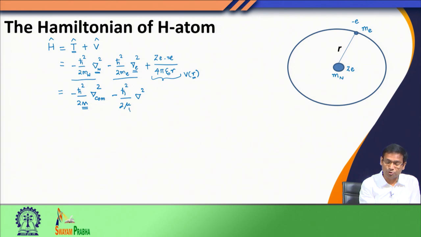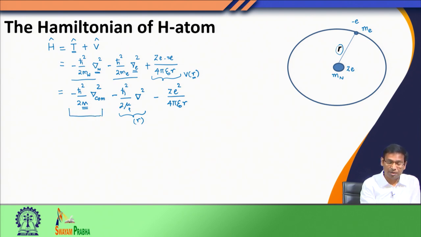So, this is my reduced mass, and this Laplacian operator is written with respect to the internal distance between the electron and the nucleus. Therefore, I am not giving any index here. I know that this depends on the function r. So, I just write the potential energy, and now I see that I have converted these two kinetic energy operators from nuclear and electronic coordinates to a set of two new coordinates.